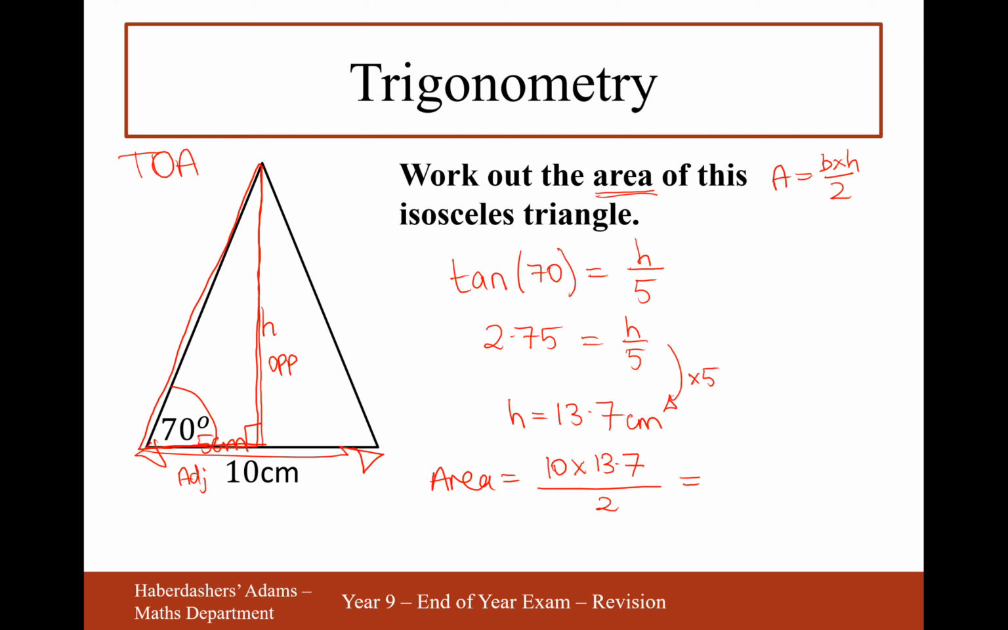Now on my calculator, I'm not going to write down 13.7 because I've currently got the actual answer of 13.7373871 stored as the answer button on my calculator. So I'm going to type in the fraction button, then 10 times answer divided by 2, and that gives me an answer of 68.7. And what will the units be? It's in centimetres, so it's going to be centimetres squared because that's the unit for area.